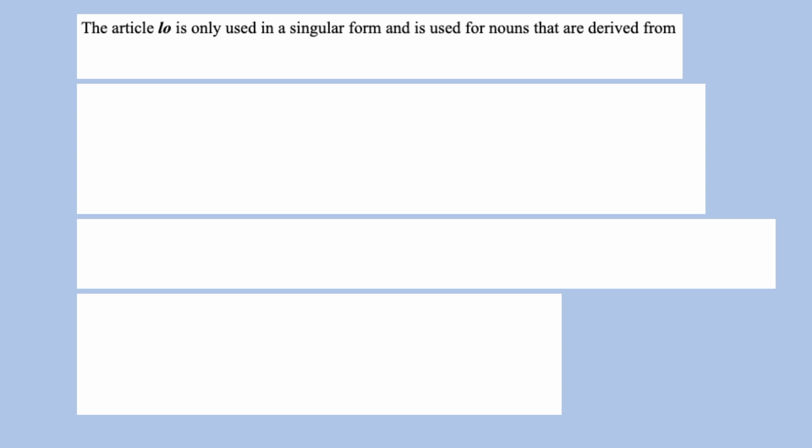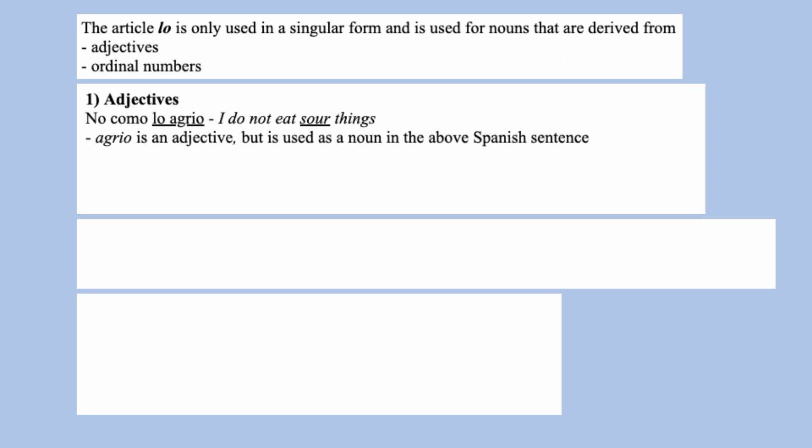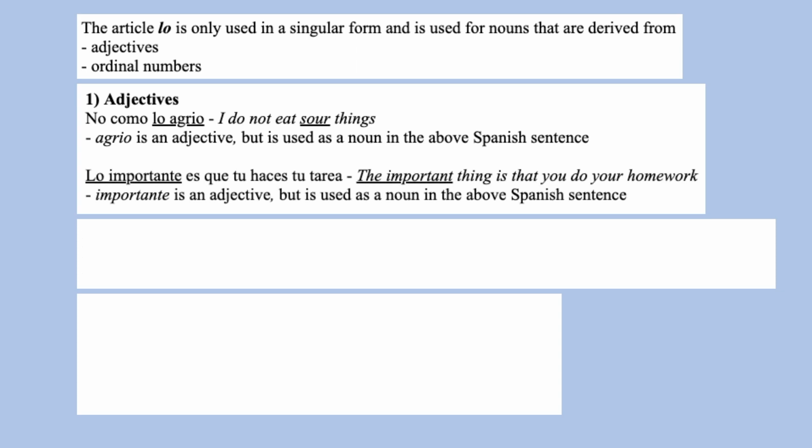The neutral article lo is only used in a singular form, and it is used for nouns that are derived from adjectives and ordinal numbers. No como lo agrio. Agrio is an adjective, but in this case it is being used as a noun. Therefore we use the article lo. Lo importante es que tú haces tu tarea. Importante is an adjective, but in this case it is being used as a noun. Therefore we use the article lo.